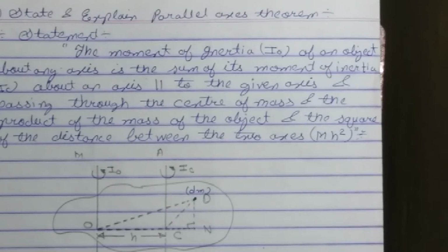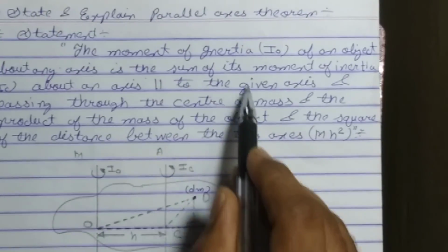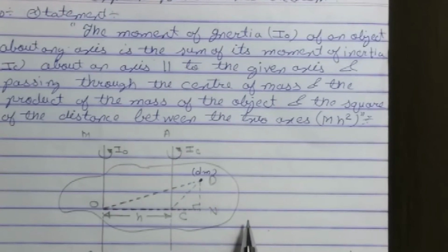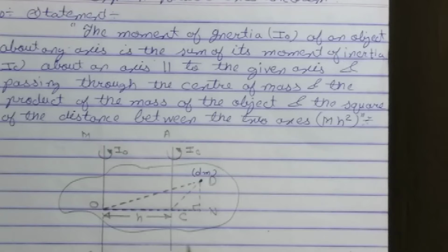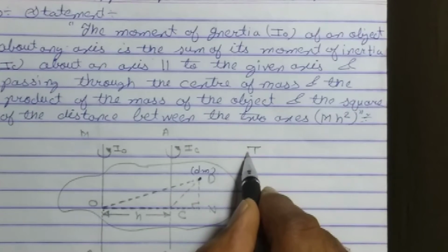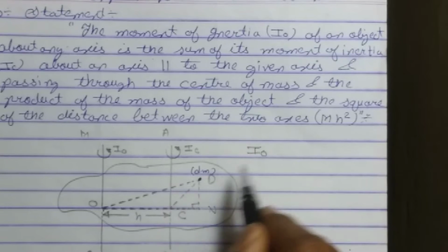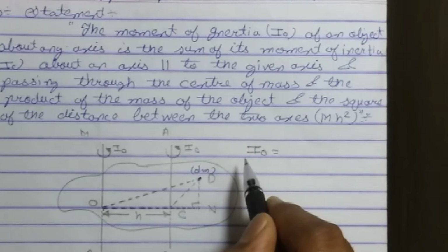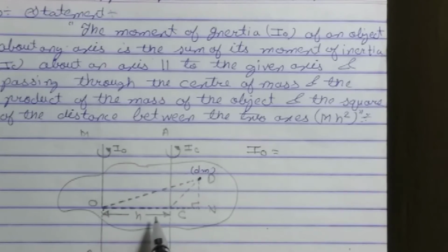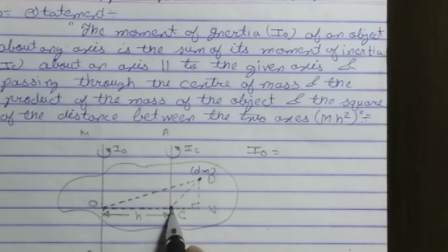Students, before understanding the statement, let us understand the first diagram. What do we observe? This is a rigid body, rotating about an axis passing through O. We have to find the moment of inertia of the rigid body about that axis. As you know, I already taught you the definition of center of mass: the point where the entire mass of the object is concentrated. Here point C is the center of mass.